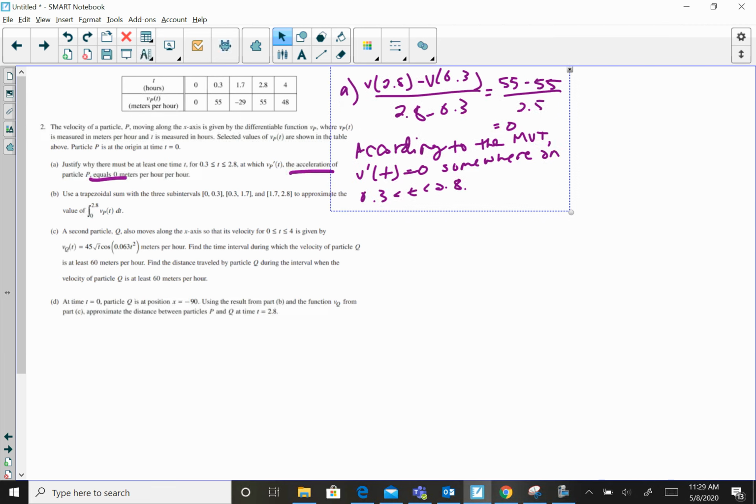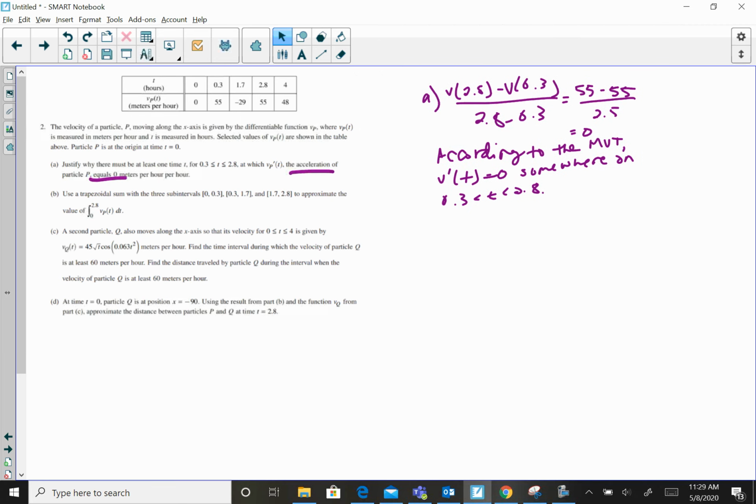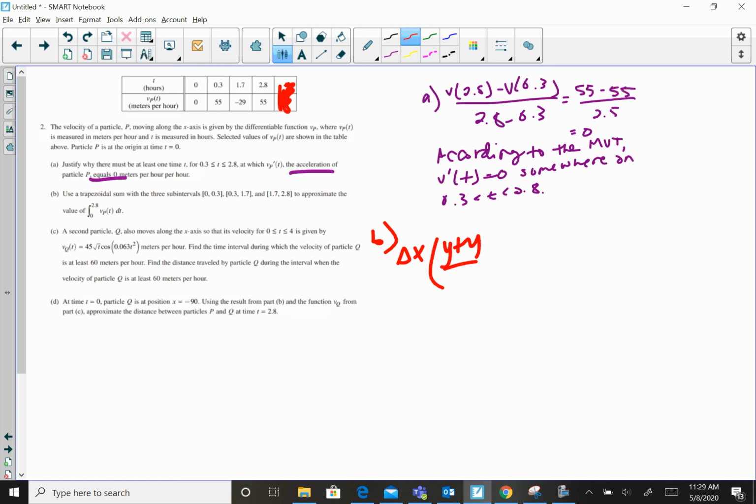Part B. Using a trapezoidal sum with 3 subintervals to approximate the integral from 0 to 2.8. So I'm not including the 4. Ignore that. I'm going from 0 to 0.3, 0.3 to 1.7, 1.7 to 2.8. It is delta x times y plus y over 2. So from 0 to 0.3 is delta x, y plus y over 2. The integral from 0 to 2.8 of v of t dt.